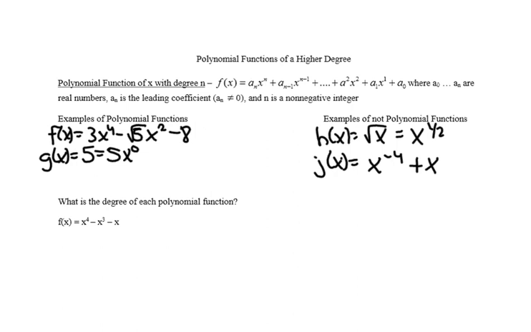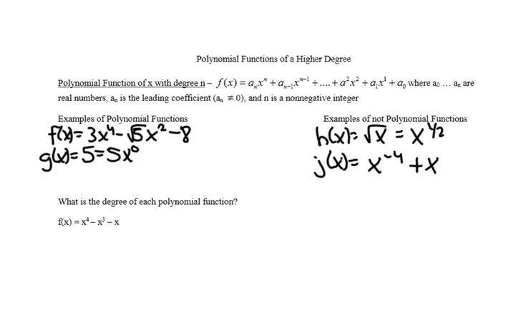In this video, we're going to talk about polynomial functions of a higher degree. A polynomial function of x with degree n is this function where a of 0 through a of n are real numbers, a of n is the leading coefficient, and n is a non-negative integer.